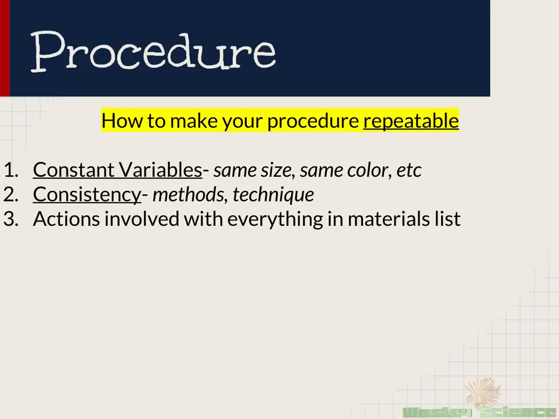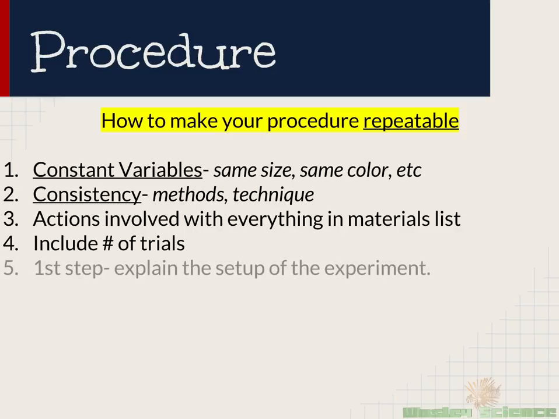With every single material that you have on your materials list, that material should be mentioned in your procedure at some point. A strategy that I have kids do is underline the material in the procedure so that you can count and make sure that every single material has been accounted for. Because why would you put a material on the materials list and then never talk about it in the procedure? That doesn't make any sense. Include the number of trials that you do. You can't leave that out, guys.